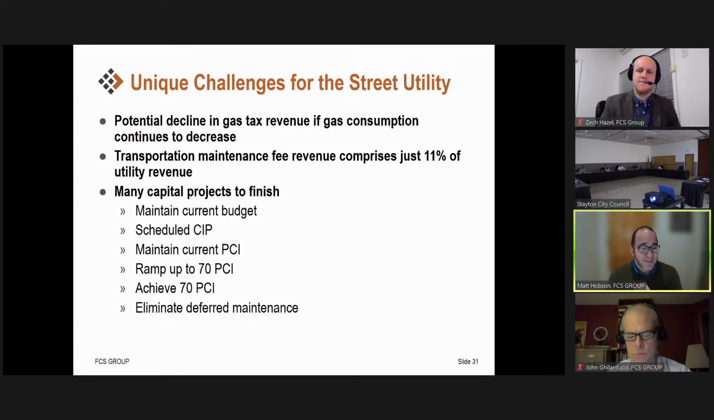The first one is to maintain the current pavement condition index. The next one is to achieve the 70 level pavement condition index, but do so over the next 6 years. So we won't get the funding immediately. We'll ramp up that funding over a 6-year period. This scenario is actually achieving that funding level in year 1. And then the last scenario is to eliminate all deferred maintenance. The level of capital obligations increase as we move down the list.